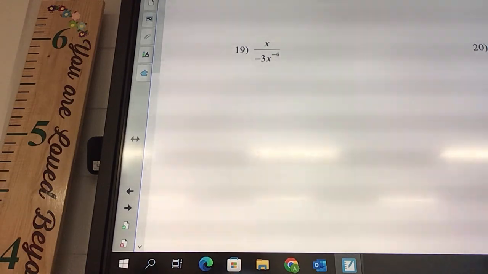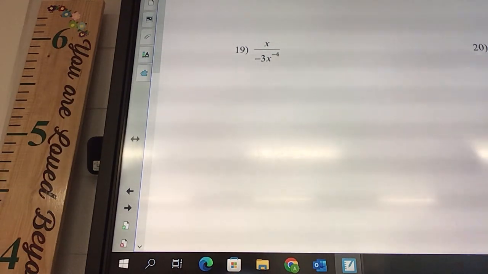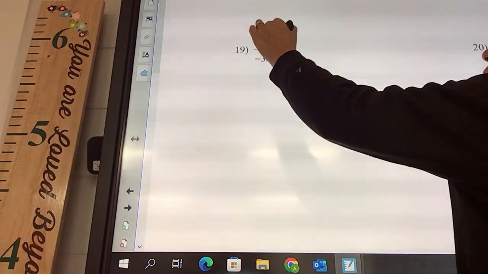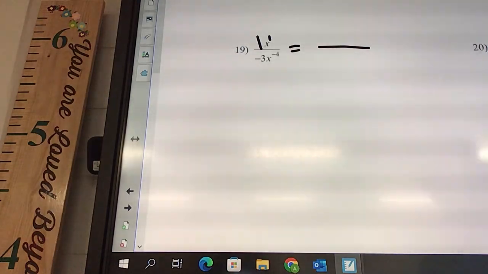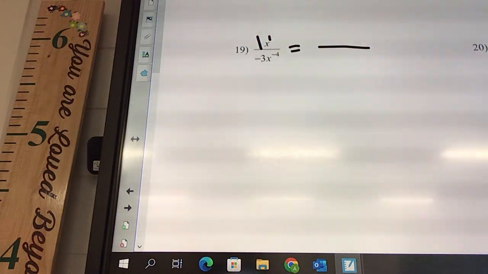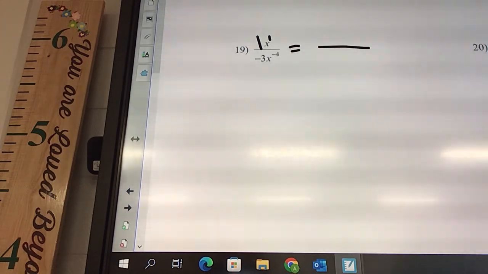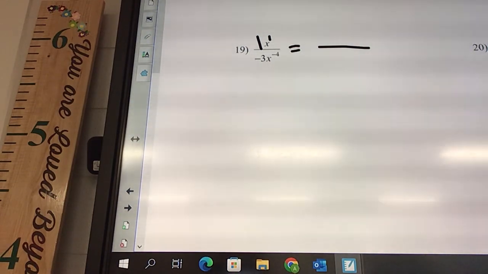Okay, 19. Where can I put a 1? In front of this x and on top of the x. So dealing with your fraction first. What is 1 over a negative 3? What do you get for a simplified version of that fraction? 1 over negative 3. Type it on your calculator.